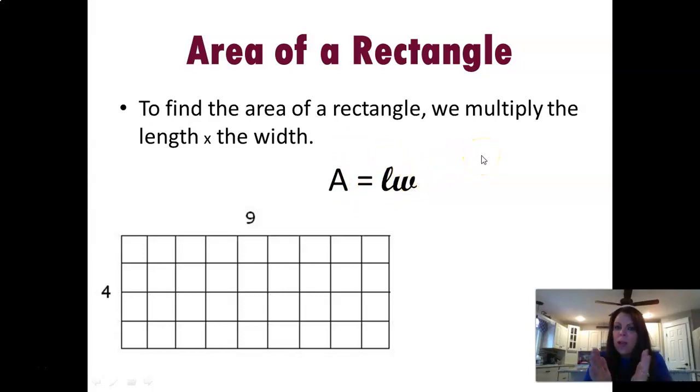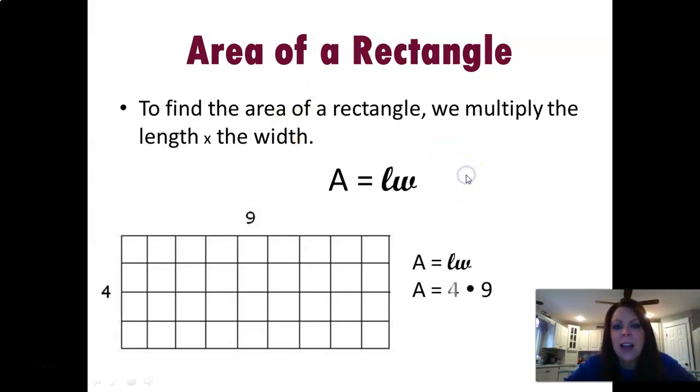Remember, 2 things that are squished together with no space between them and no operator sign, like add, subtract, multiply, divide, if they're just squished together, that means to multiply. All right. So when we look at this one, we have length times width. Our length is 9 units. Our width is 4 units, so we have 4 times 9, and we get 36 square units. You just multiply the 2 sides, 9 times 4.